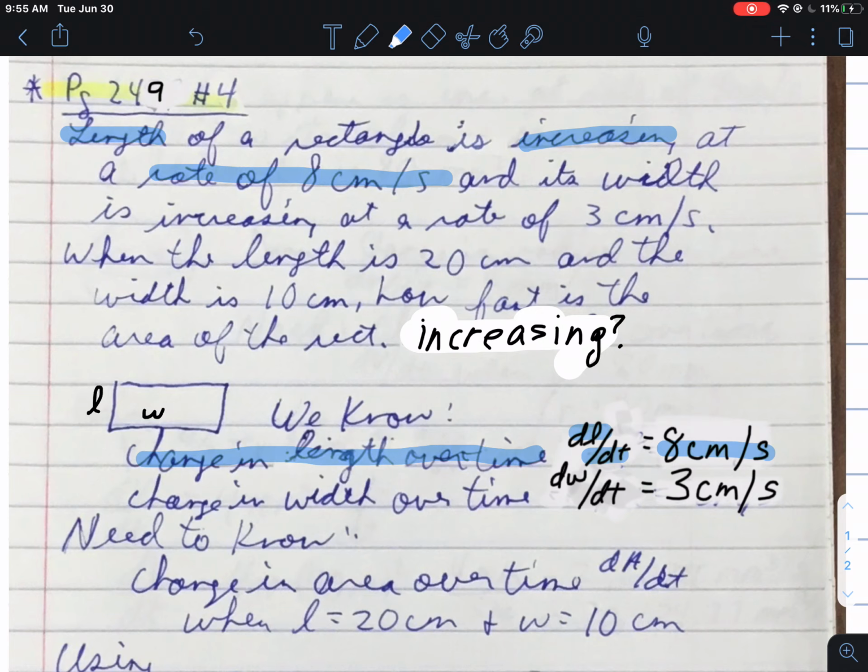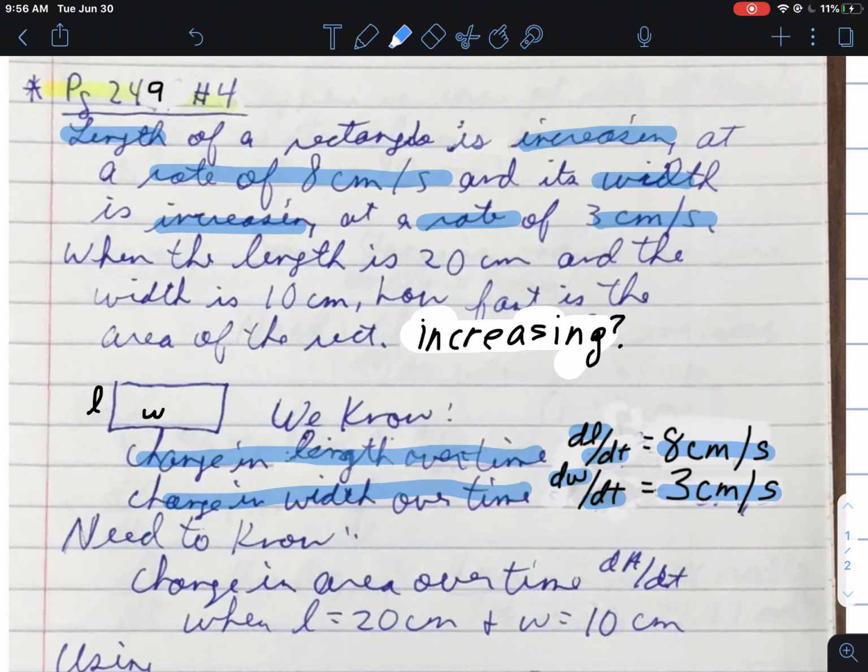8 centimeters per second. And so similarly, we're also told that the width of the rectangle is increasing at a rate of 3 centimeters per second. So that's the change in the width over time. So we'll call that dw dt. What is changing? The width with respect to what? Change in time. And that's 3 centimeters per second.